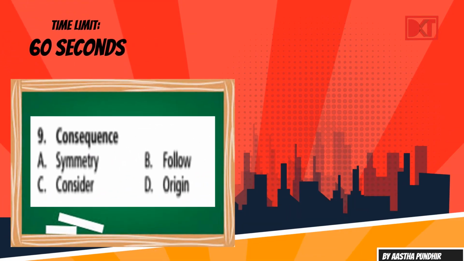All right, now next we have consequence. Here the options are symmetry, follow, consider and origin. Here the antonym of consequence could be said to be origin. Origin, the starting of something, the birth of something, whereas consequence refers to the certain thing that follows. All right, the follow-up thing, like here follow is also a synonym of consequence, right?